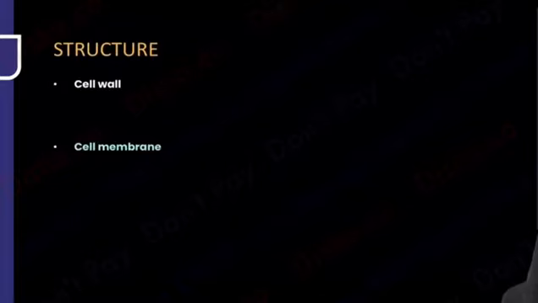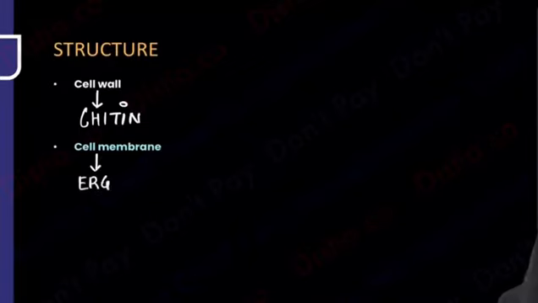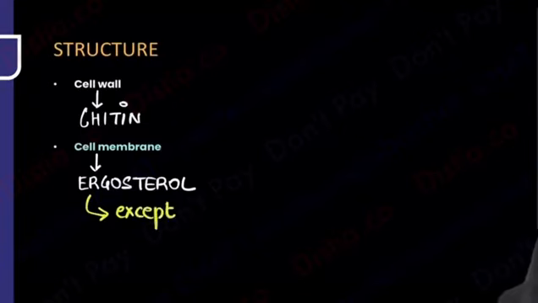The first thing that I'll be teaching you is the structure of a fungus, and in that you have two aspects, a cell wall and a cell membrane. Please remember, the cell wall is going to contain chitin. So the cell wall of all the fungal organisms will be containing chitin. Similarly, the cell membrane of all the fungal organisms is going to have ergosterol, but here we have an exception. Please remember, all of them are going to have ergosterol in their cell membrane except one very famous fungus which you must have heard of, and that is Pneumocystis carinii.